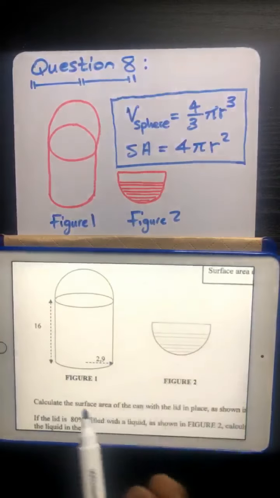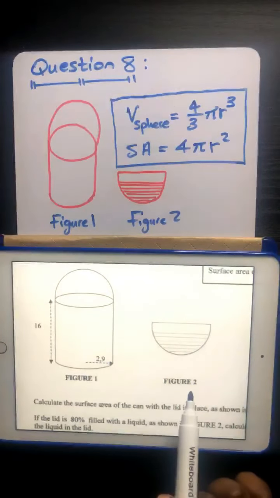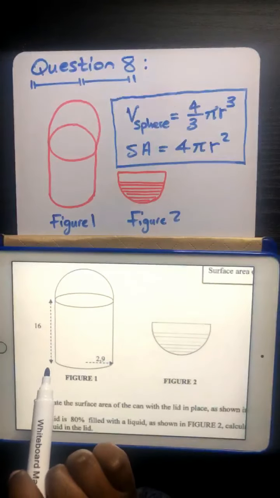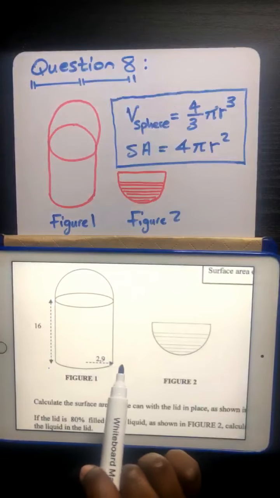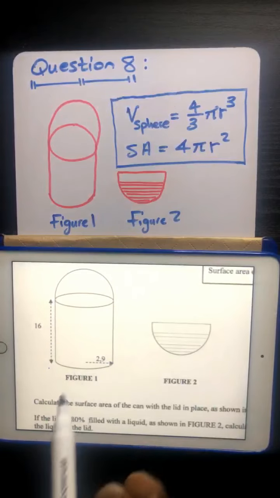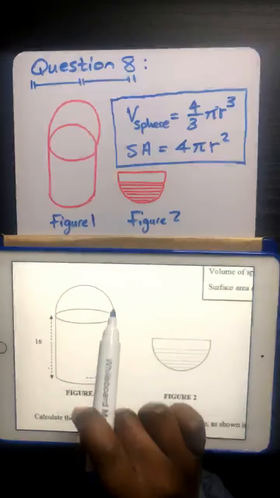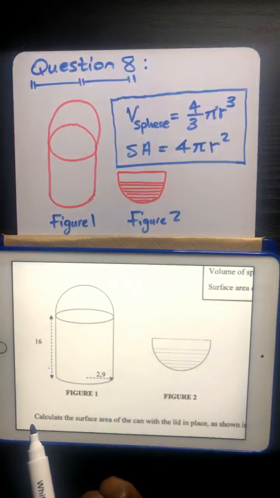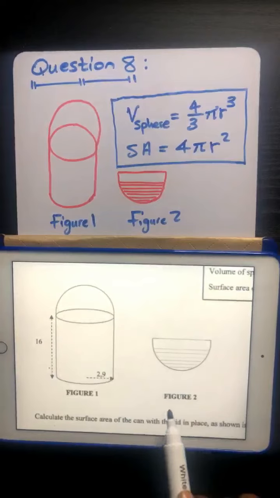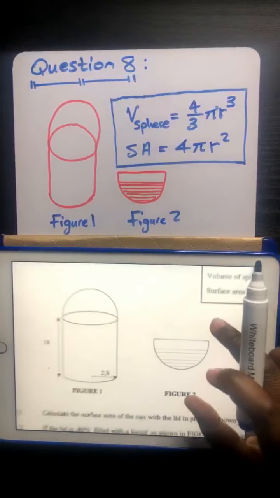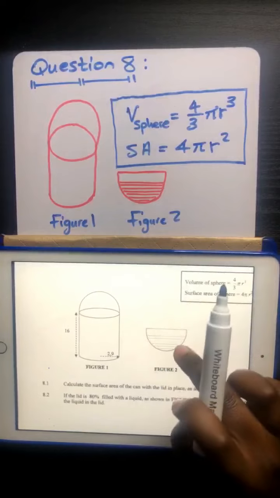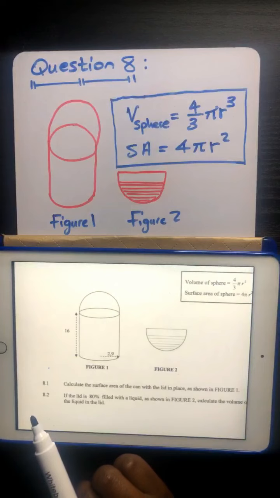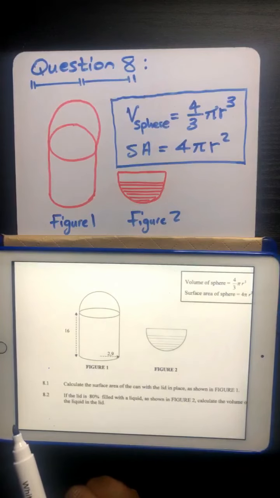So now we've got figure 1 and figure 2. You can see on figure 1, they've given the height of that can and also the radius of the base of that can. And also they have drawn a type of a shape which I'm going to explain shortly. On figure 2, for now, let's just make an assumption that we just see this type of a thing with some lines. Hopefully, the questions will make us understand exactly what we are dealing with.